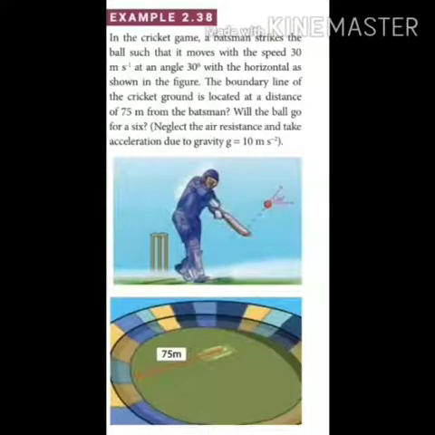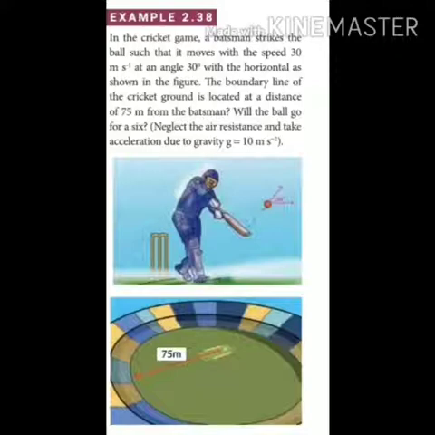In a cricket game, a batsman strikes the ball such that it moves with a speed of 30 meters per second at an angle of 30 degrees with the horizontal, as shown in the figure. The boundary line of the cricket ground is located at a distance of 75 meters from the batsman. Will the ball go for a 6? Neglect the air resistance and take the acceleration due to gravity g as 10 meters per second square.